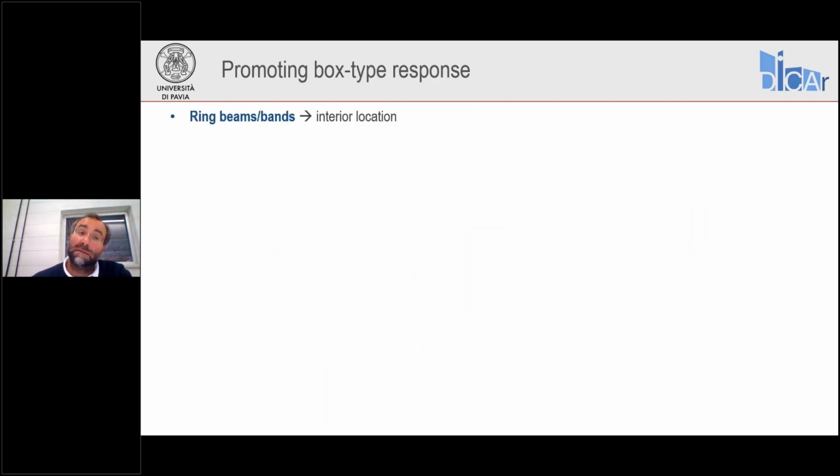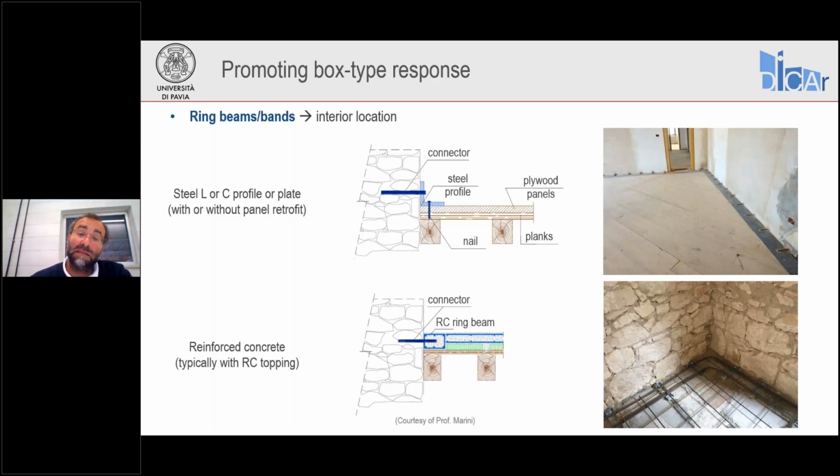So let's start talking about ring beams or bands, which can be located inside the building. Here I'm showing two solutions. There are many, actually. The one at the top makes use of steel profiles or steel plates, can be L-shape or C-shape profiles or flat plates, which need to be connected to the diaphragm and to the wall.